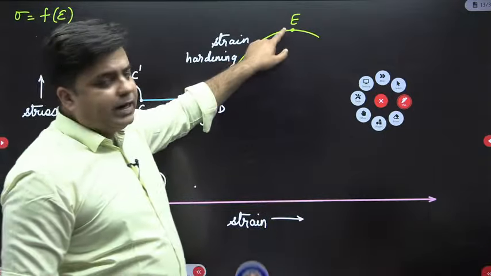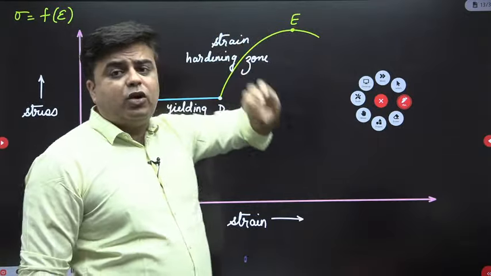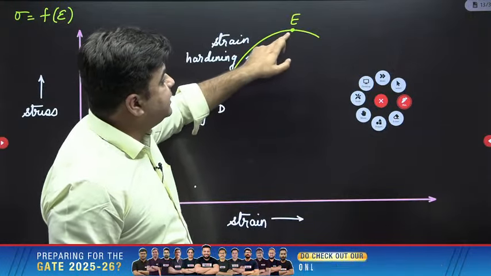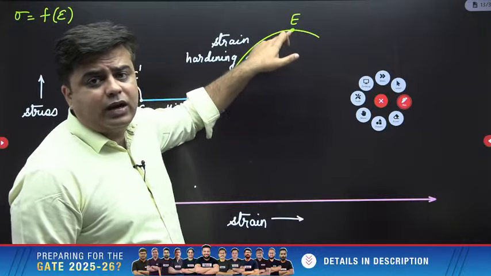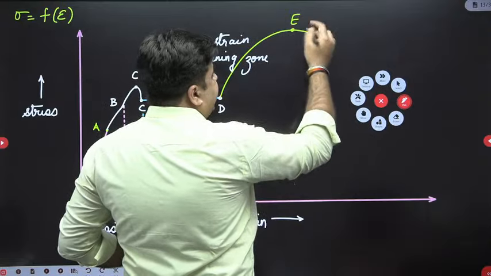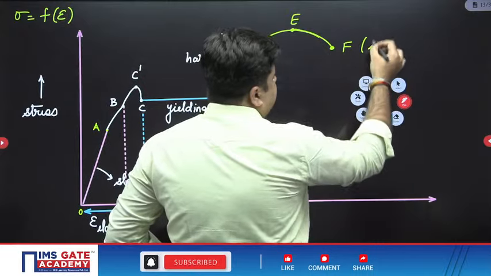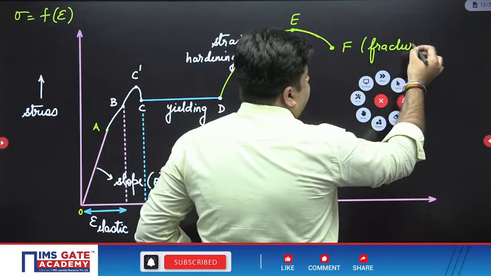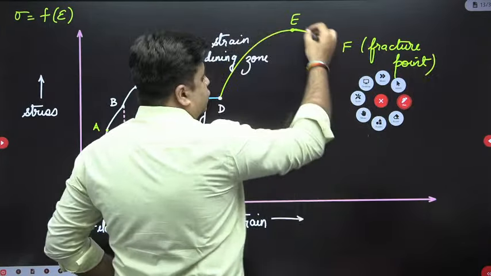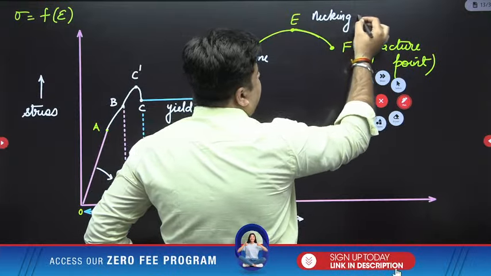Then you have the ultimate load point. The value of stress at this ultimate load point is called the ultimate tensile strength of mild steel. And after this point E, the necking of the material is going to start, and the material is going to fail at this point F, which is called the fracture point. This portion EF is called the necking zone.